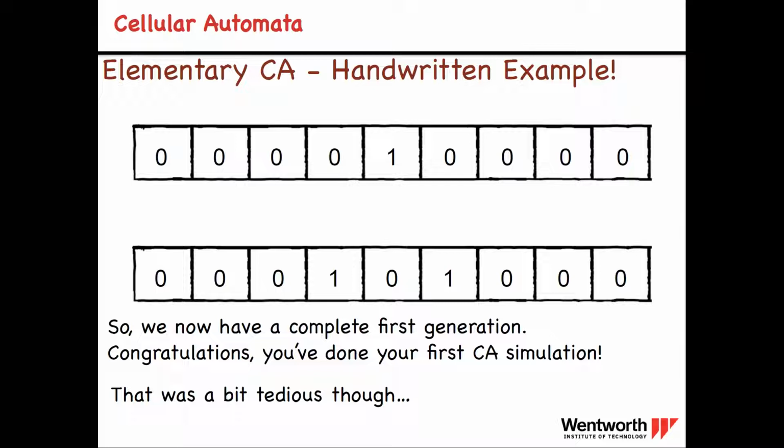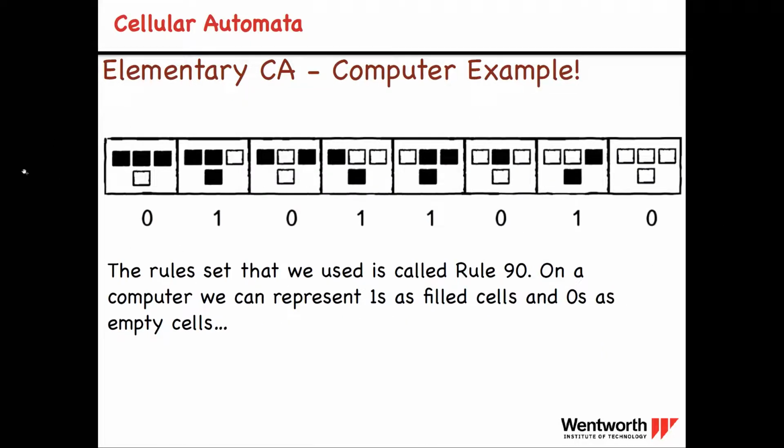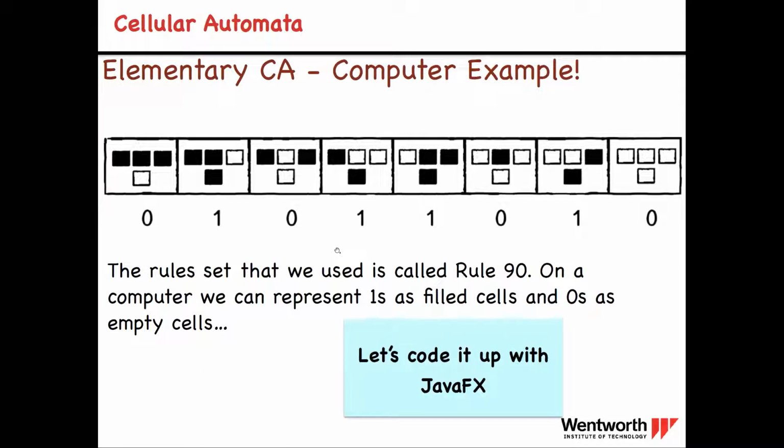Not very exciting, but it's only one generation. It was a little bit tedious. So we're going to program it up, obviously. And I'm going to use filled squares and empty squares, so black and white squares, basically. It's going to look something like this. So here's our rule 90. I'm going to represent ones as completely black and zeros as white, and we'll have a little stroke around it as well, so that we can see where the boundaries of these squares are. So let's go code this up.